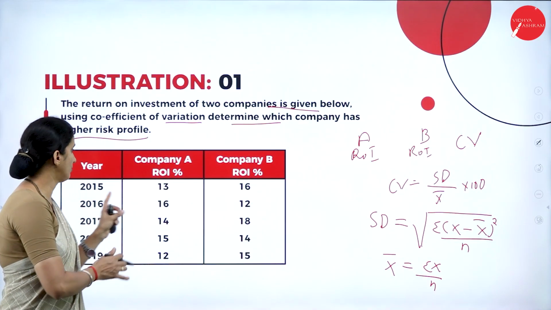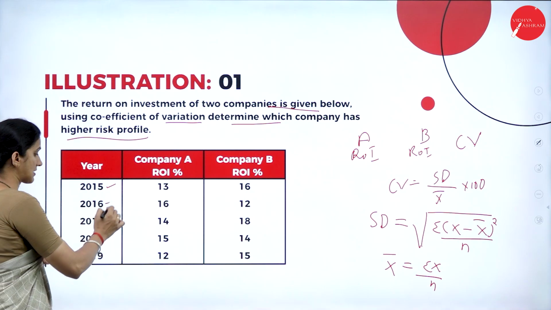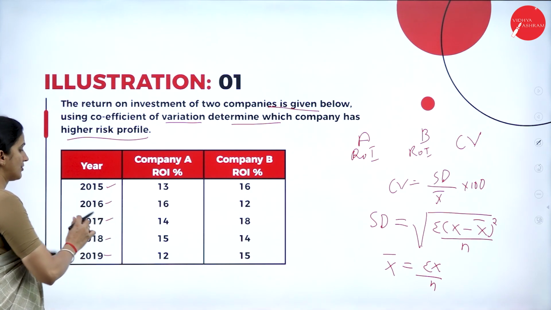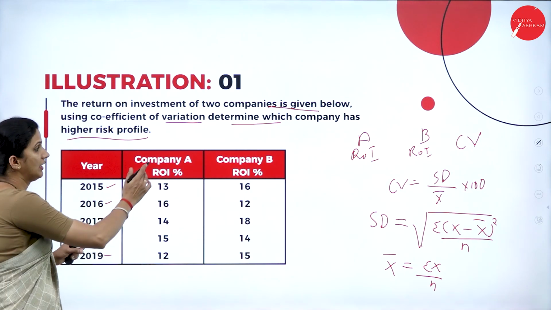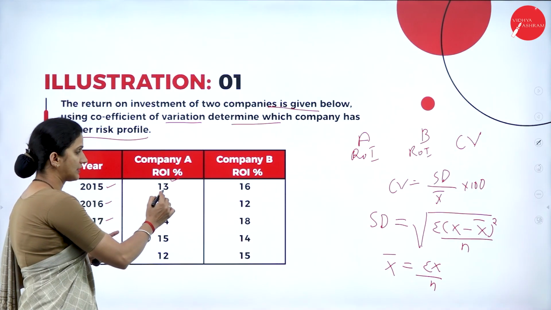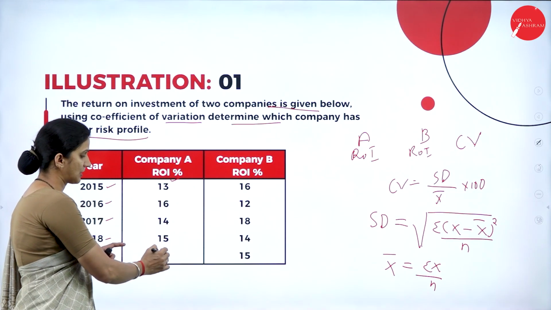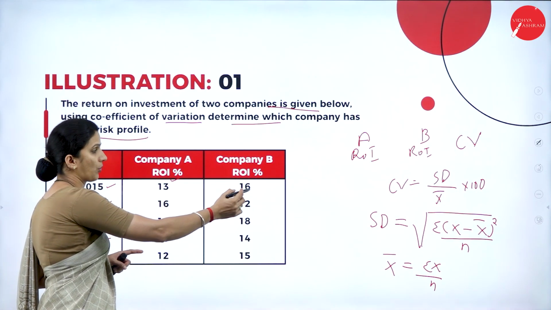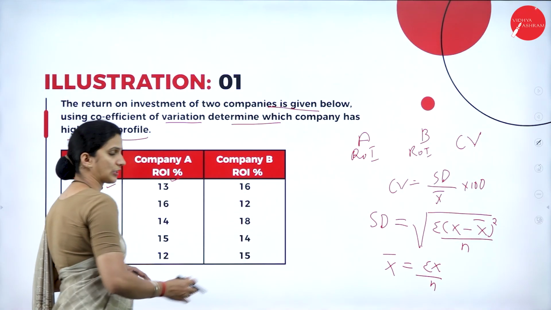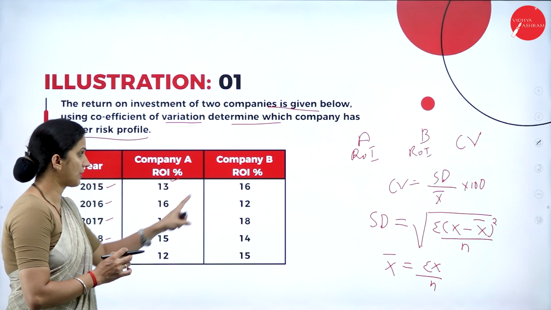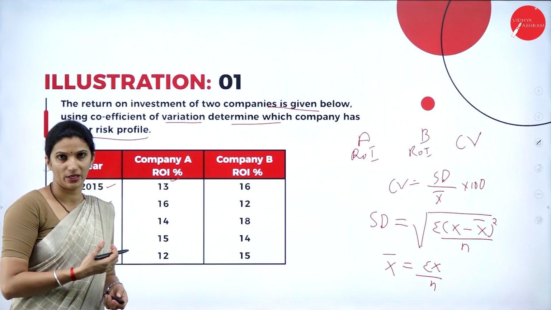So this is the question. We have the years 2015, 16, 17, 18, 19, so five years of details. Company A's ROI is 13, 16, 14, 15 and 12. Company B's ROI is 16, 12, 18, 14 and 15. So we have the two companies' ROI.